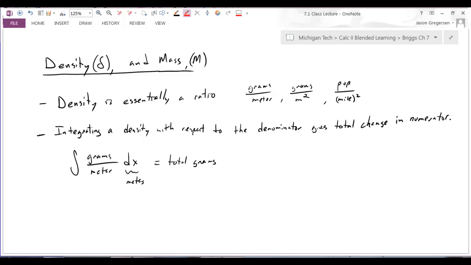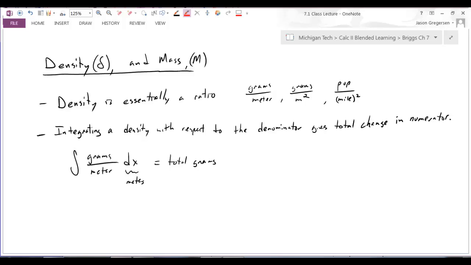You can also have different kinds of densities like population per square mile. And that's one we might use a lot on a map or something. So there are other, more general densities as talked about in the video as well. But the big idea was when we're integrating a density with respect to whatever that denominator value is, the result will give us the total change in the numerator value.